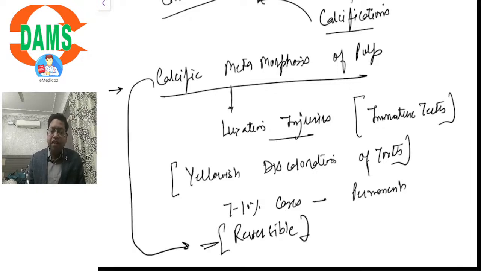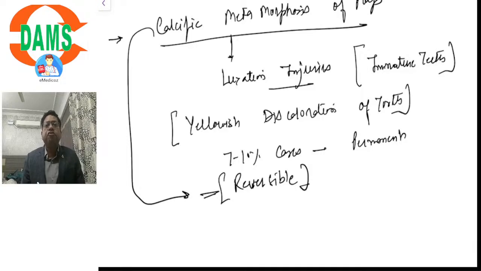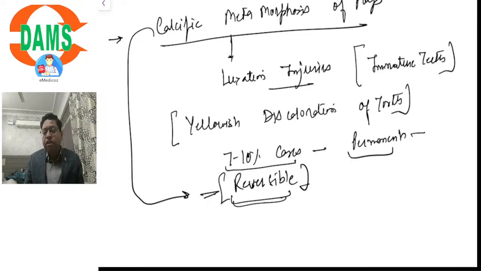So it is important to note that calcific metamorphosis, which happens in traumatized teeth, especially in cases of severe injuries like luxation injuries, gives rise to mild yellowish discoloration of the tooth due to calcific metamorphosis of the tooth pulp. And this, in the majority of the cases, is a reversible procedure and does not require any treatment like root canal or any other endodontic intervention immediately. Okay. If in the long term it is not reversible, then only we need to do RCT for such cases, but which is very, very less, 7 to 10% of the cases only.